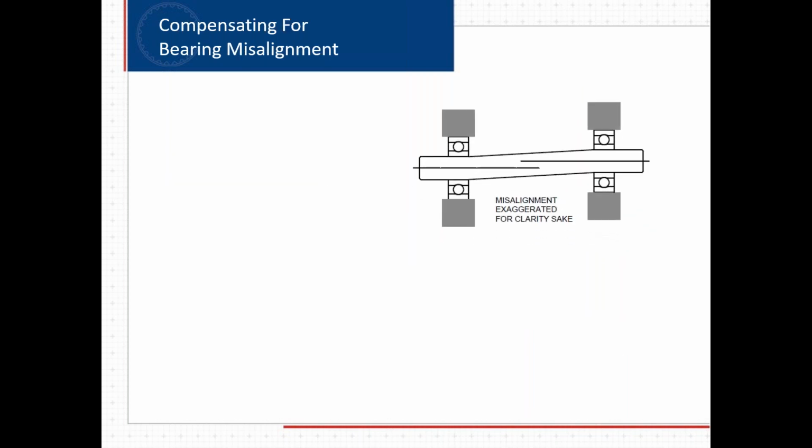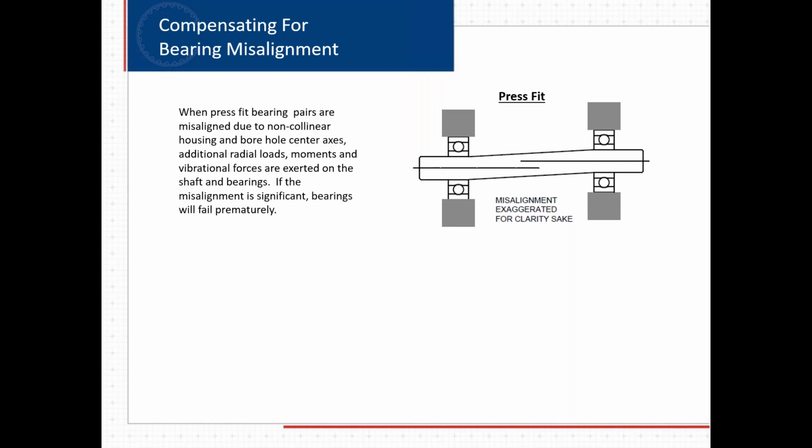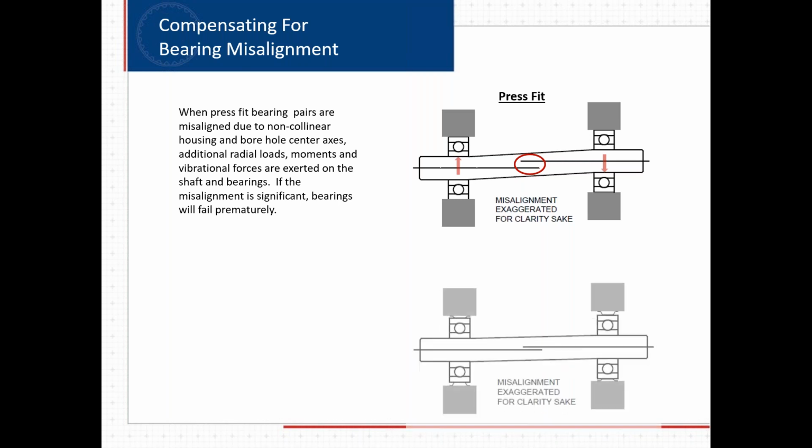Tolerance rings can compensate for bearing misalignments. So in a press fit, if you have two housing ends and your bearing pocket holes are not lined up properly, the axes are not collinear, you can get some out-of-roundness in the spinning. You get excessive forces being generated on your bearings and your shaft, which all amount to premature failure of the ball bearings.